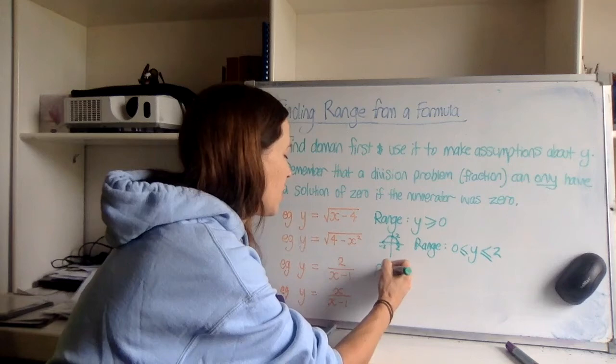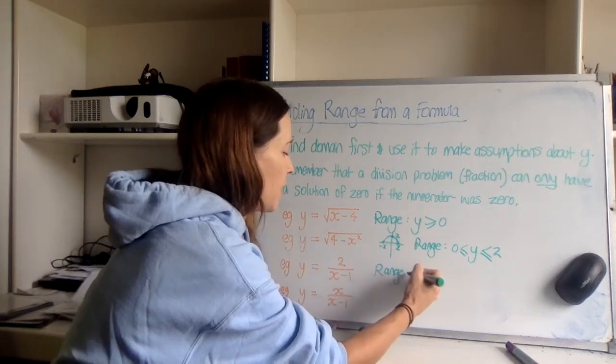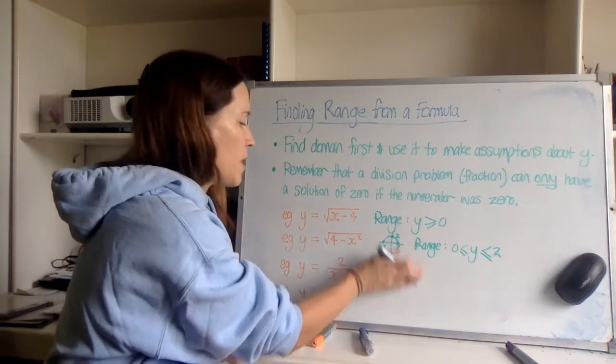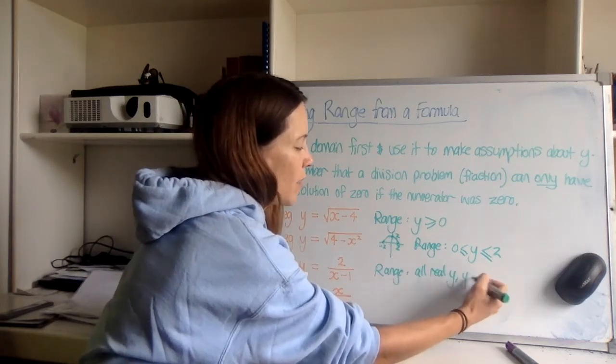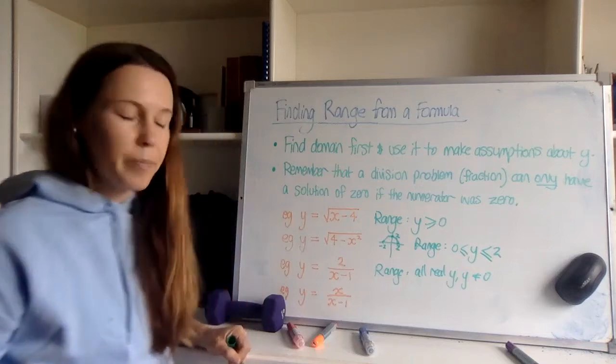Now, that's a harder one to spot, but with practice, you're going to get used to these. We need to say that y can be anything, really. So we'll write all real y, except y cannot equal 0.